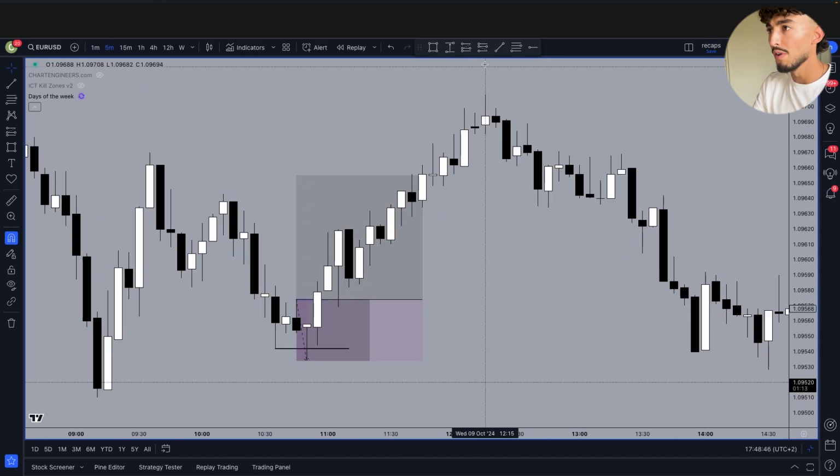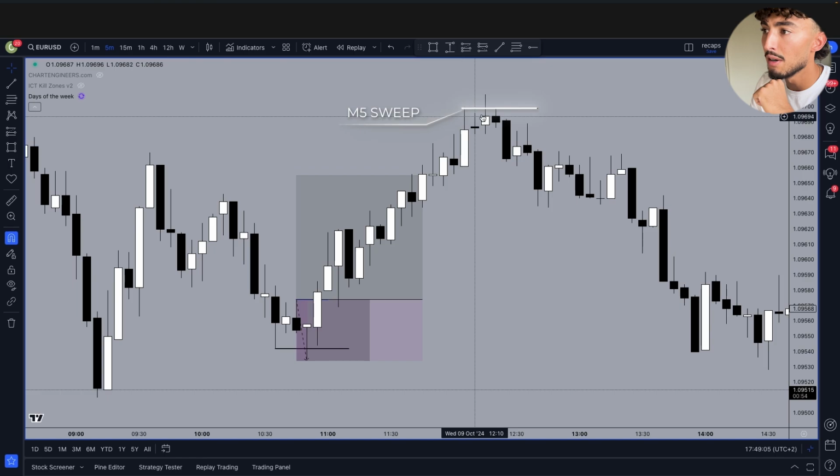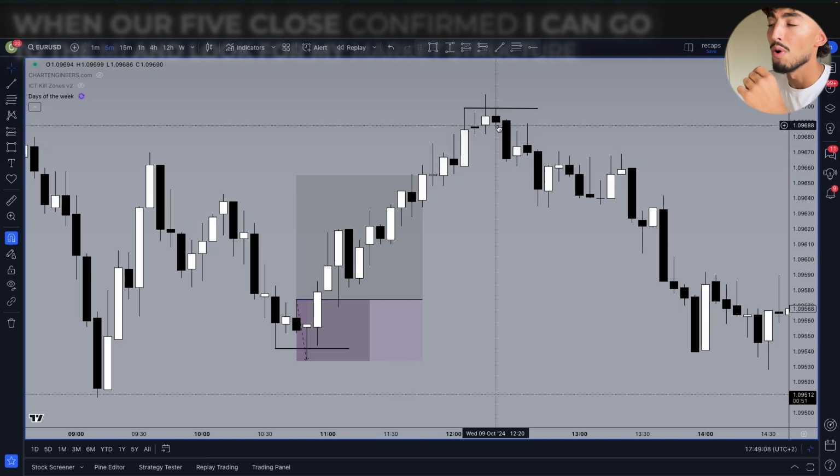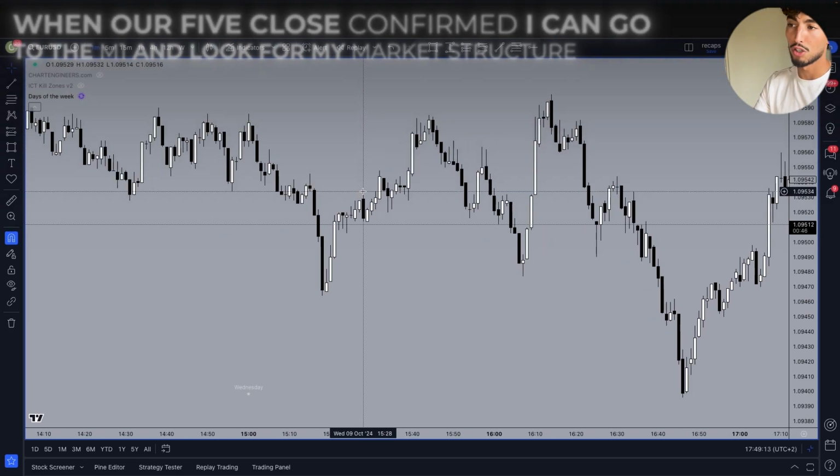So here again, we have an M5 sweep at the high, and then price running above this swing high here, the close is below. So at that point, when the M5 close confirmed the sweep, I can go to the M1 and look for my market structure, basically.